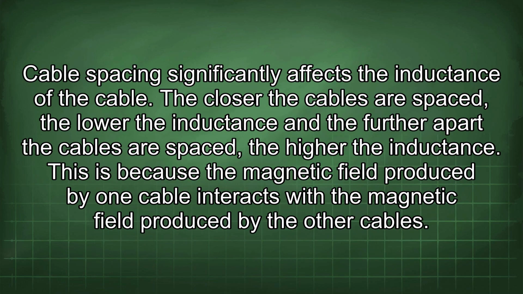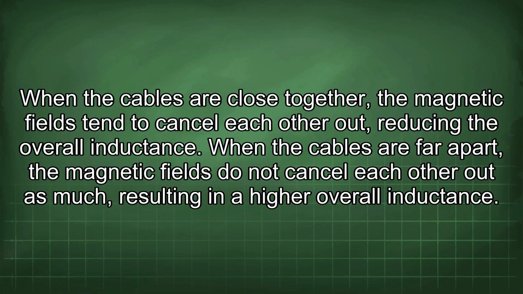Cable spacing significantly affects the inductance of the cable. The closer the cables are spaced, the lower the inductance, and the further apart the cables are spaced, the higher the inductance. This is because the magnetic field produced by one cable interacts with the magnetic field produced by the other cables. When the cables are close together, the magnetic fields tend to cancel each other out, reducing the overall inductance. When the cables are far apart, the magnetic fields do not cancel each other out as much, resulting in a higher overall inductance.